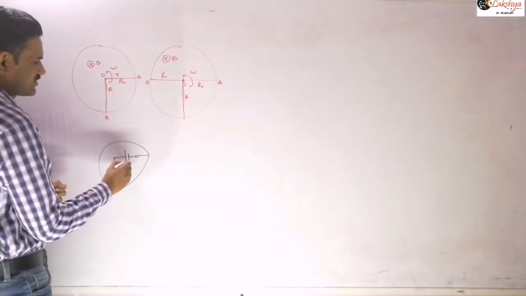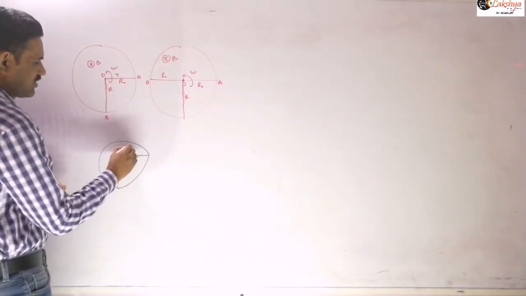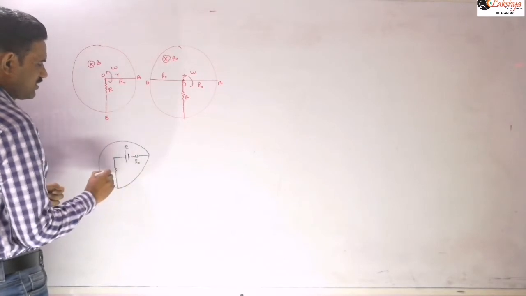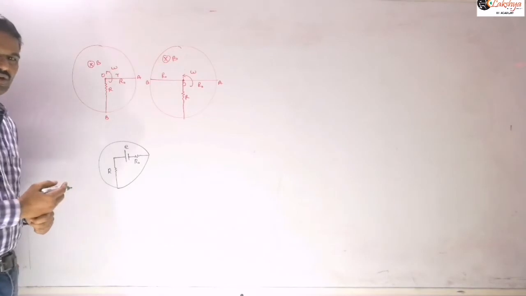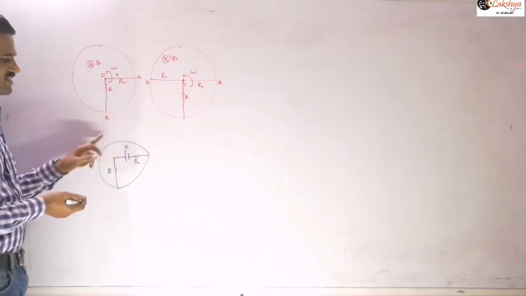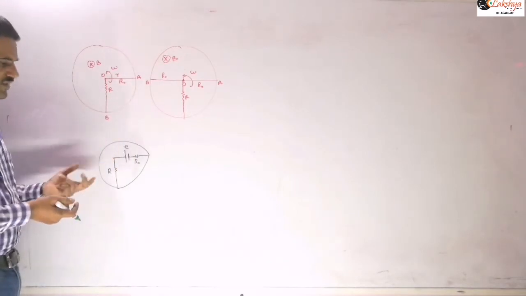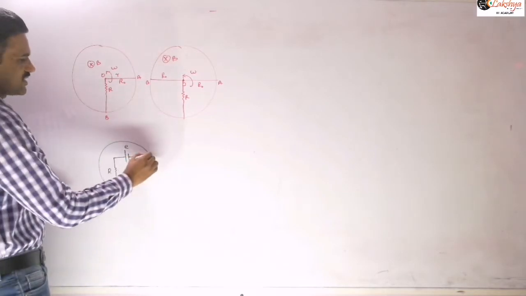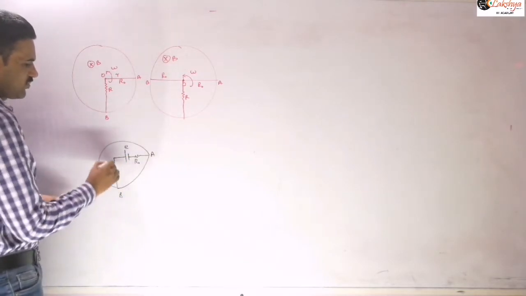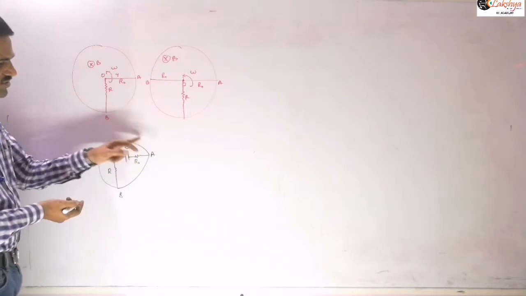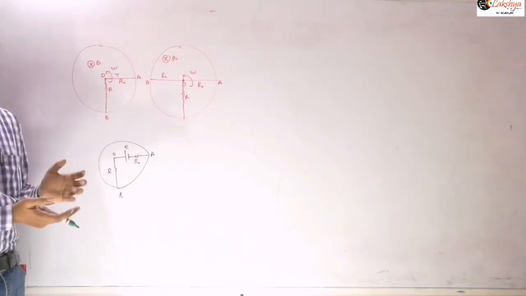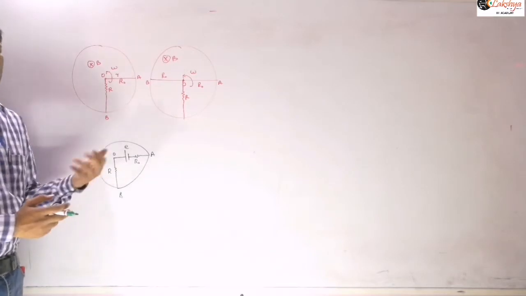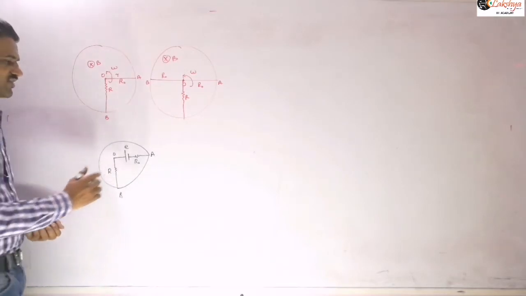And so this is some EMF E, this is R naught, and this is the external resistance R here. Sometimes they may give the resistance for this ring also. Suppose this is the point A and this is the point B, then this part of AB and this part of AB are both in parallel, so you can find the effective resistance there. Sometimes they may give that resistance for that part also.